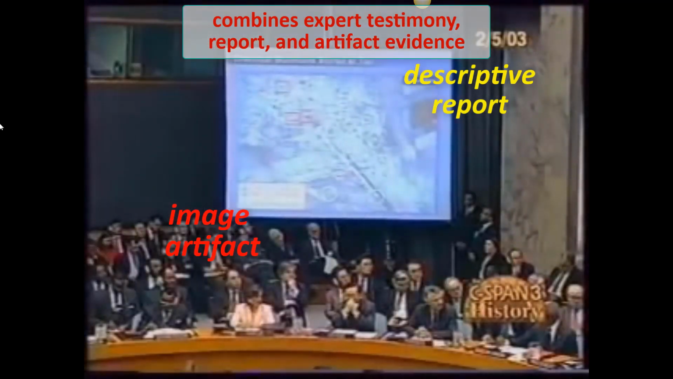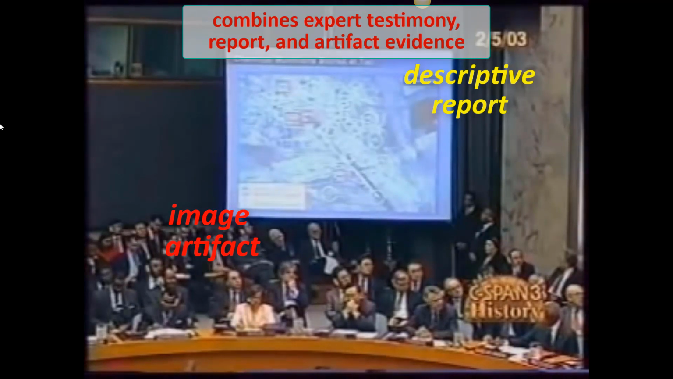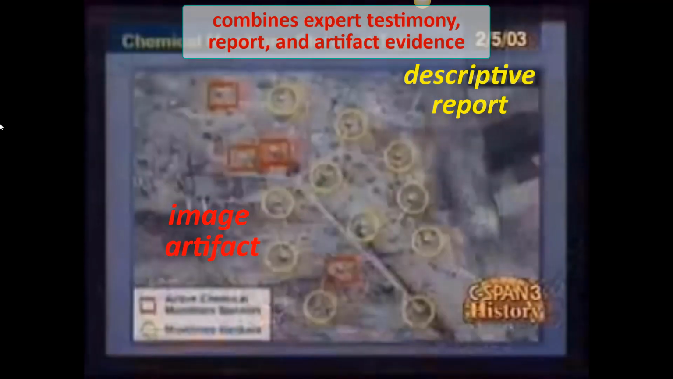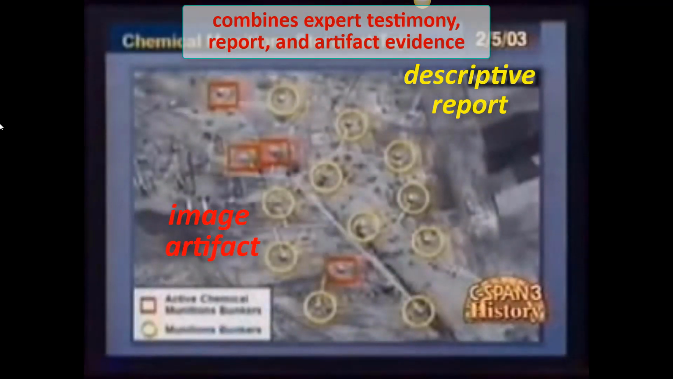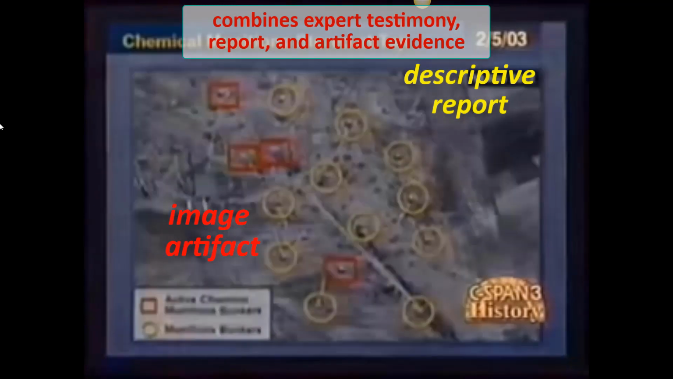Here you see 15 munitions bunkers in yellow and red outlines. The 4 that are in red squares represent active chemical munitions bunkers. How do I know that? How can I say that? Let me give you a closer look.